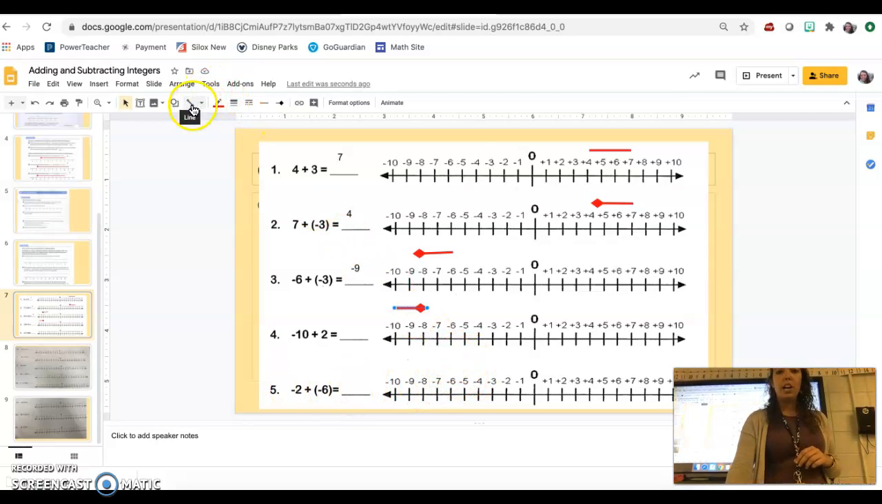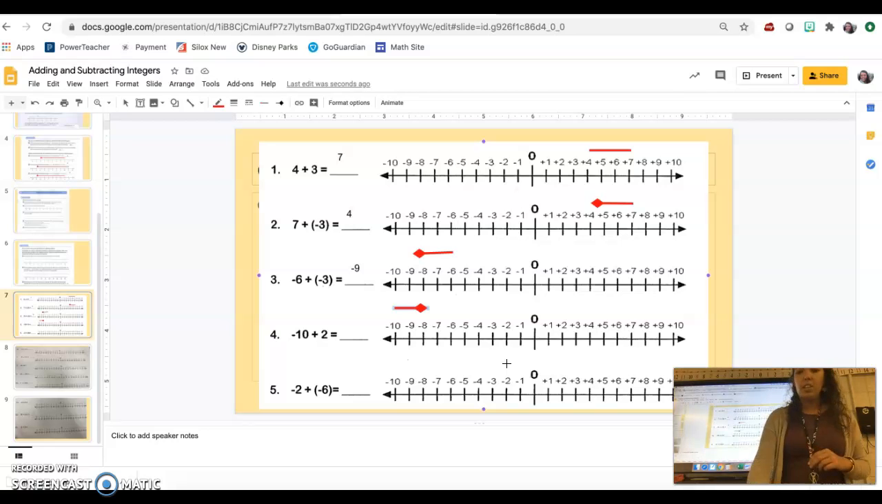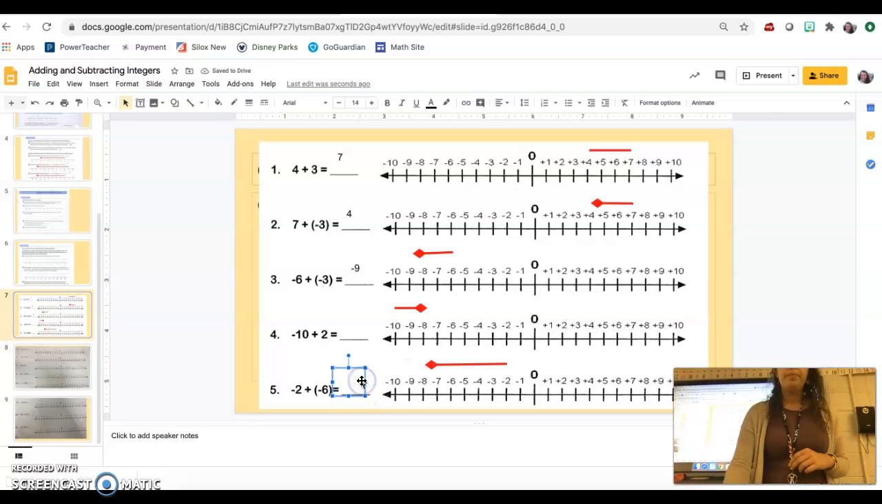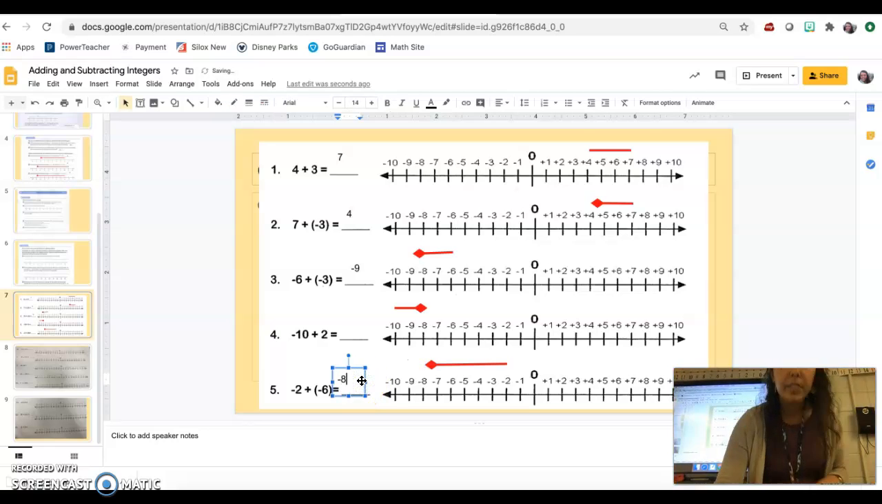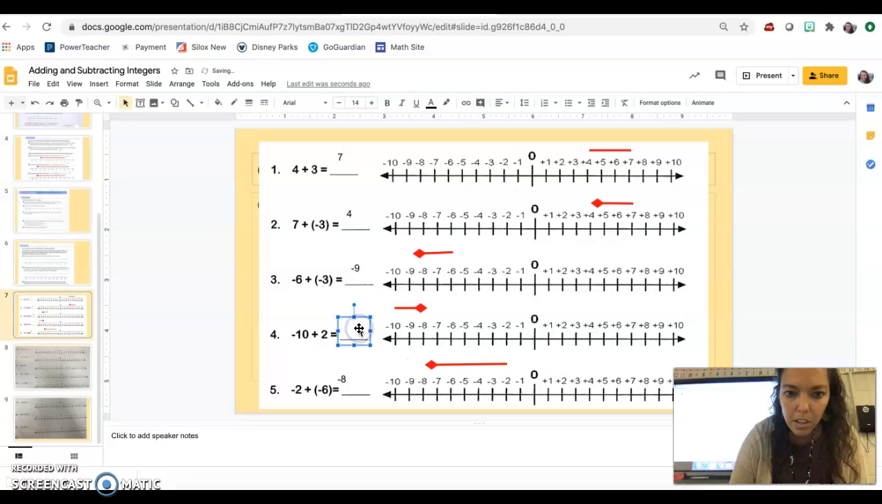So we're going to start at negative 2 and we're going left 6, that's plus a negative. So we're starting at negative 2, go down 1, 2, 3, 4, 5, 6. Where do you end at? Negative 8. And then, let's see, this one was also negative 8.